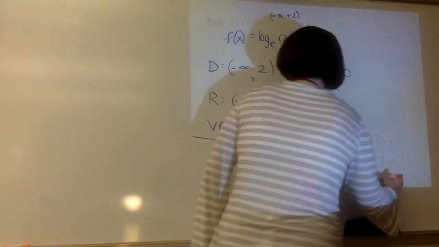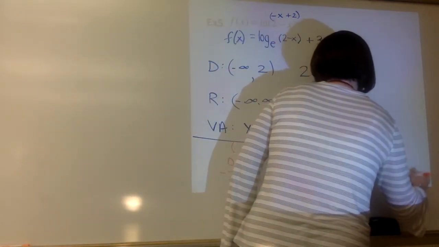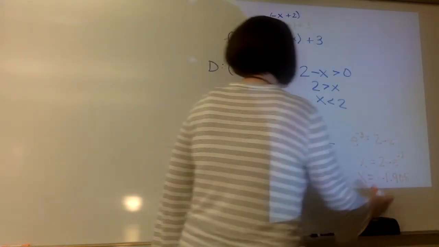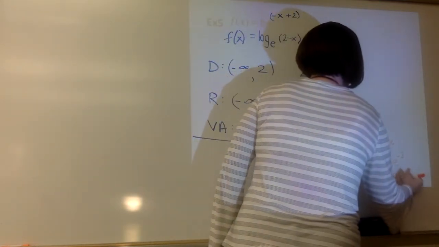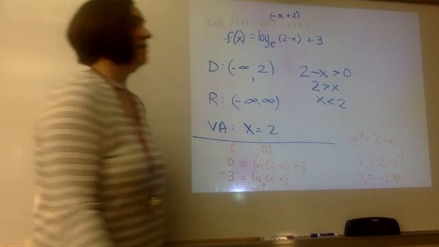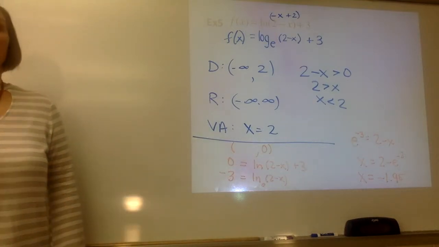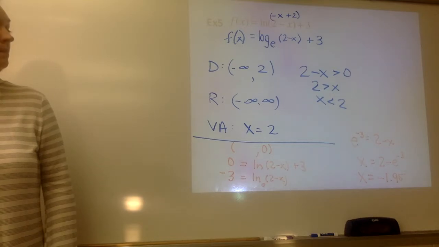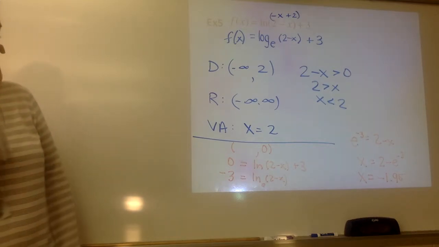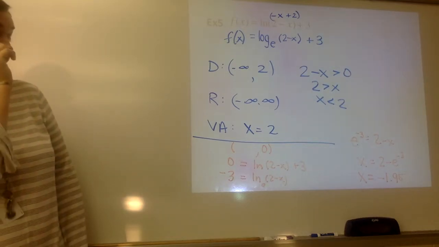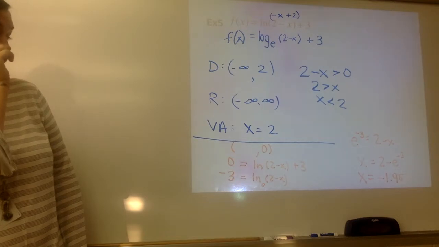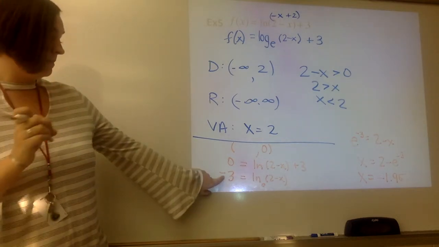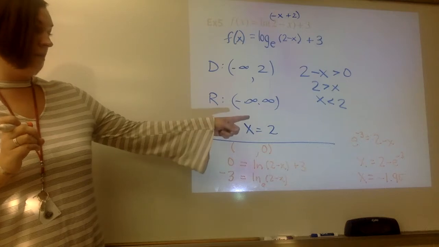Negative 1.905? Like that? Wait, 950. Yeah, that's it. I misread. Negative 1.95. Yes? Now, I'm going to ask you to do something. Yes. Did you not get that? From here? Over there? Yeah.